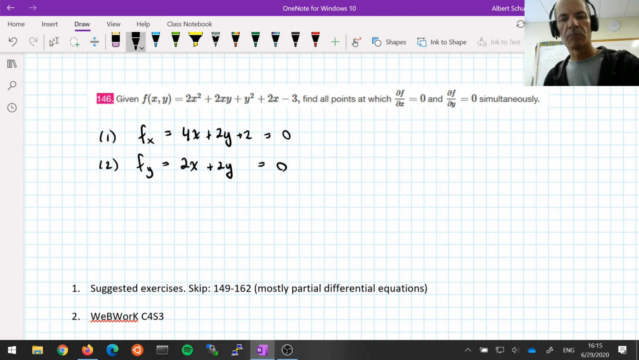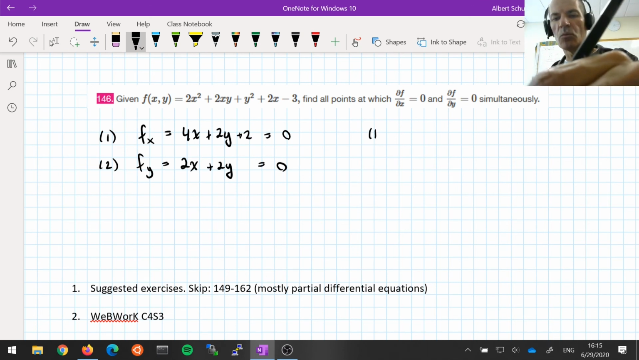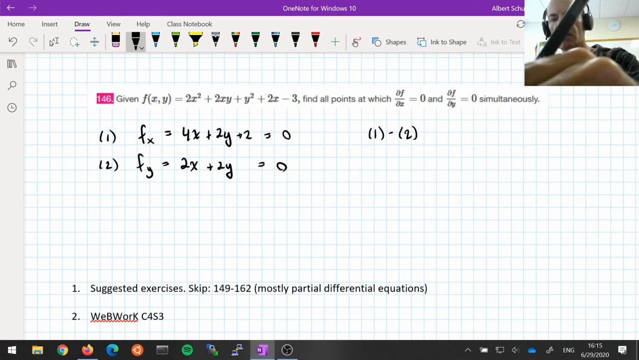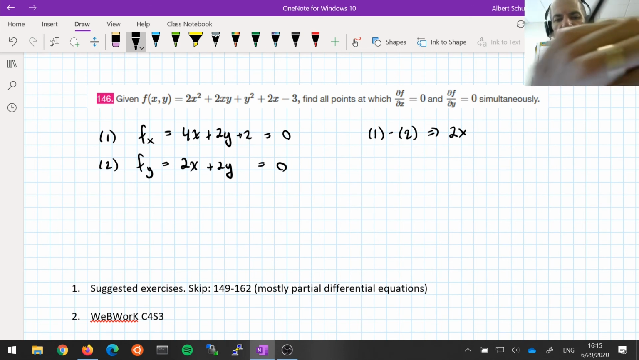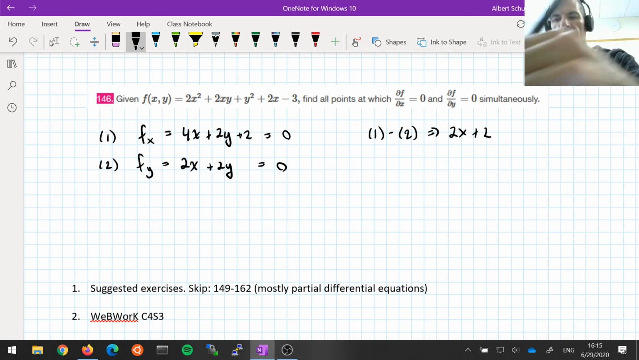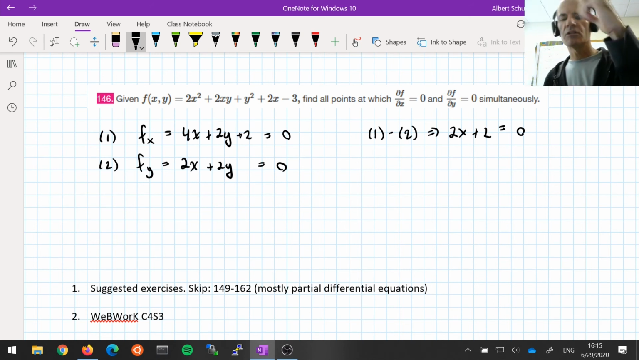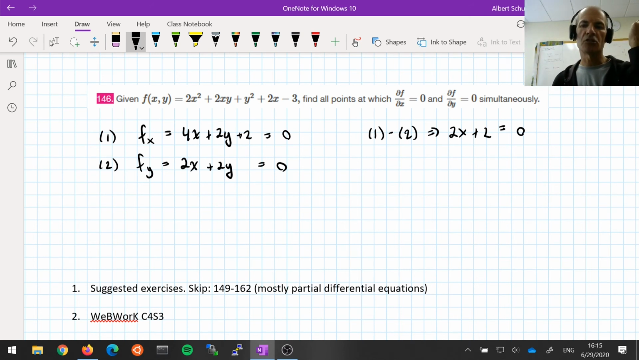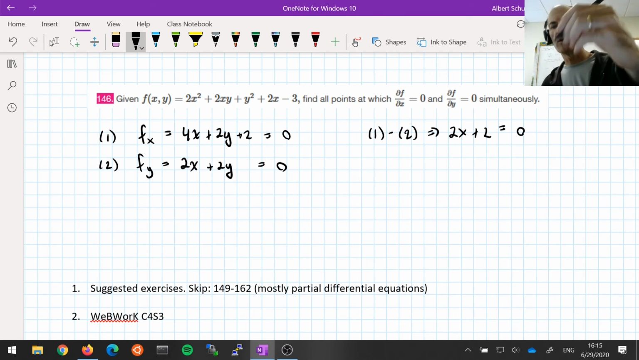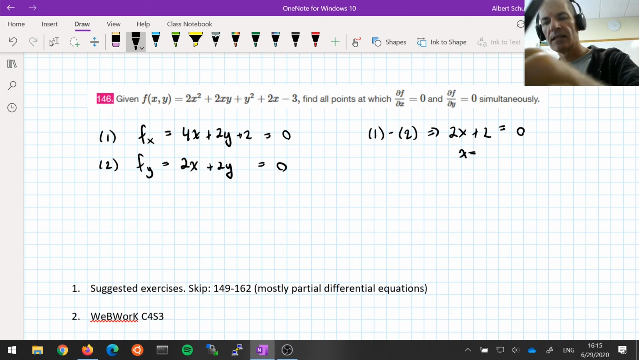So let's do that. We'll subtract 2 from 1. Sorry, 2 from 1, not 1 from 2. So we'll look at 1 minus 2. And what we get is the equation 2x. The two y's cancel, and we get a 2 going along for the ride. And the right-hand side of the equation, 0 minus 0 is just 0. If we solve this equation for x, we find that x is equal to negative 1.